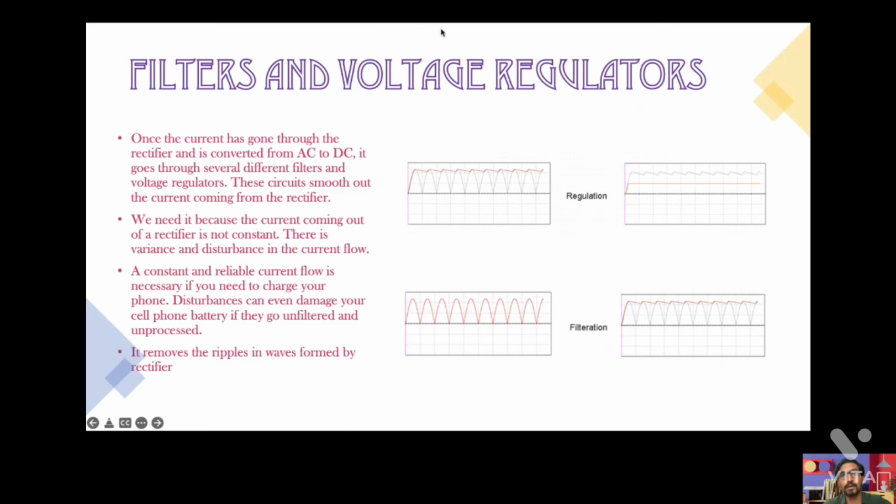For a cell phone charger to work properly, it needs a constant supply of low level DC current, but because it's not constant, we make it constant by using regulation and filters. So as you can see, filters remove the ripples from this, and regulation smooths out the current into a low level DC current.